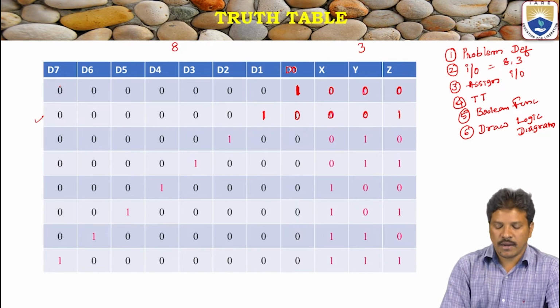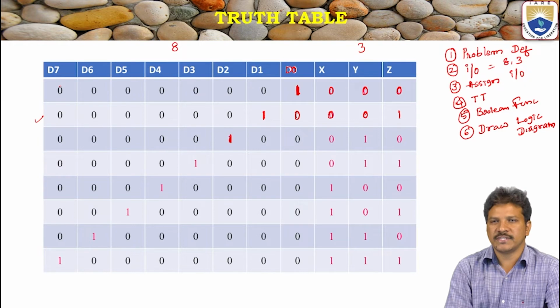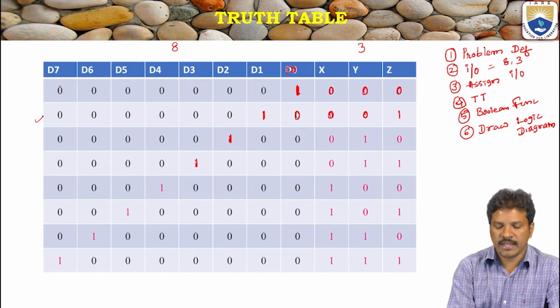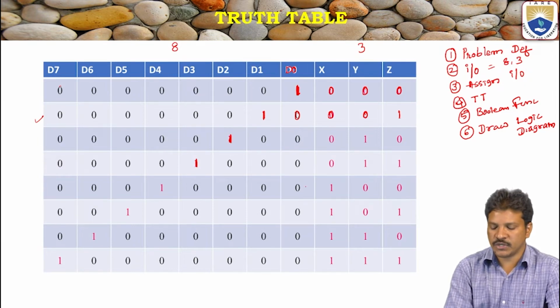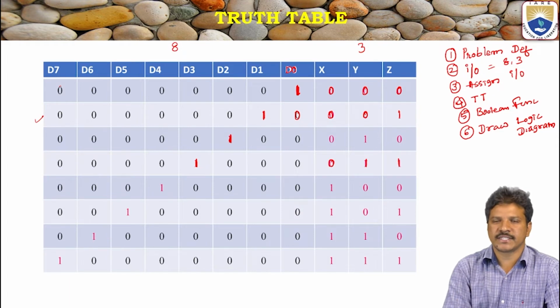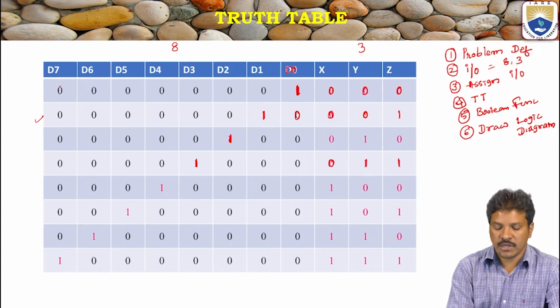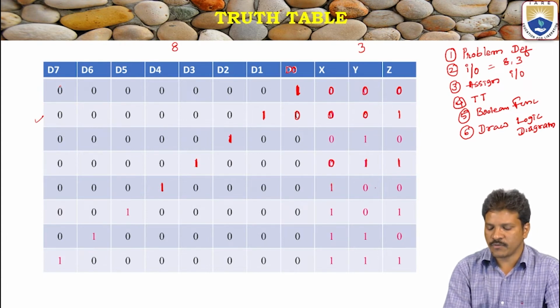Similarly, we can make the table for D2 active, its corresponding binary information is 010. D3: when D3 is equal to 1, remaining all inputs are zeros, its corresponding encoding output is 011. Indirectly, that encoding output means its corresponding binary information. So when D4 is the only active, its corresponding output is 100. And when D5 is active, its corresponding encoder output is 101.